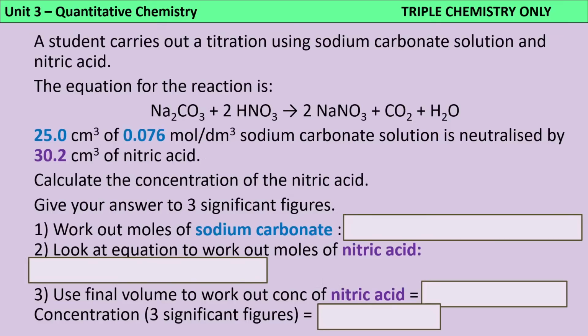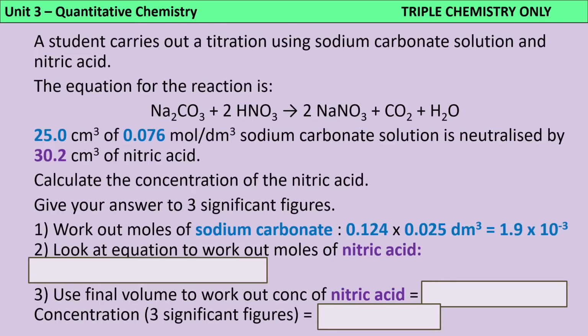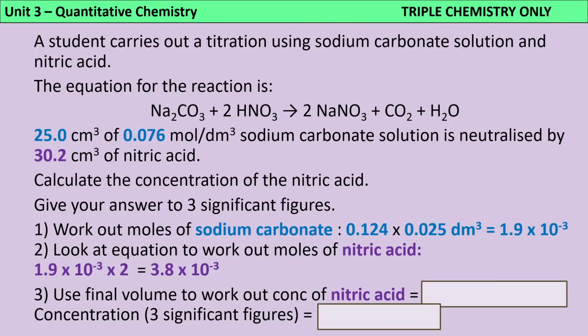So here is an example. We've got a titration going on with some sodium carbonate and some nitric acid. First thing, I've marked it in blue so it's really obvious, you have the concentration and the volume of the sodium carbonate. So we're going to convert the volume to 0.025 and then times them together. That gives me my moles of sodium carbonate. Then I'm going to go back to my symbol equation, and I can see that for every 1 sodium carbonate, I've got 2 nitric acid. So I'm going to double it.